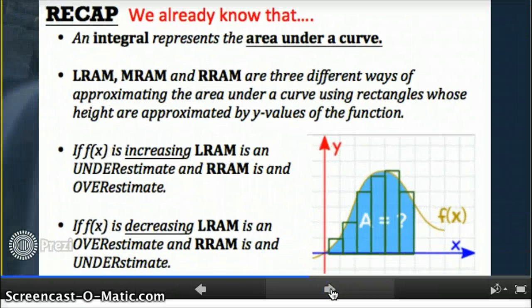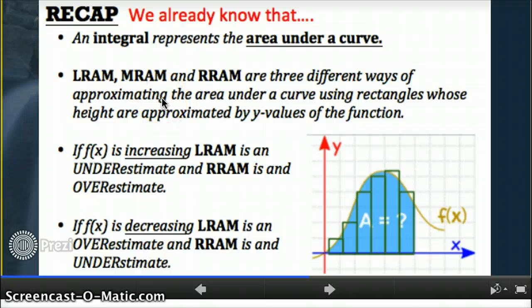Let's start with a quick recap of what you should know already. You should know the big idea behind integrals is that an integral represents the area under a curve. If you want to be specific, it's the area maybe between two values, but we'll also talk more generally. You should know what LRAM, MRAM, and RRAM are, both in terms of a picture of them and in terms of what you actually need to do to calculate each one.